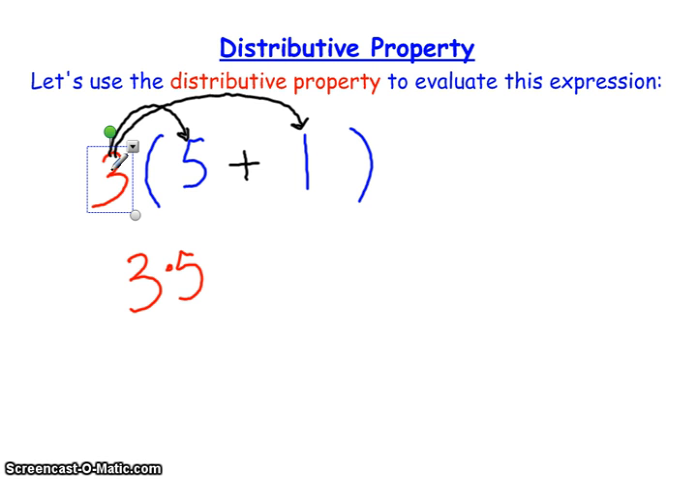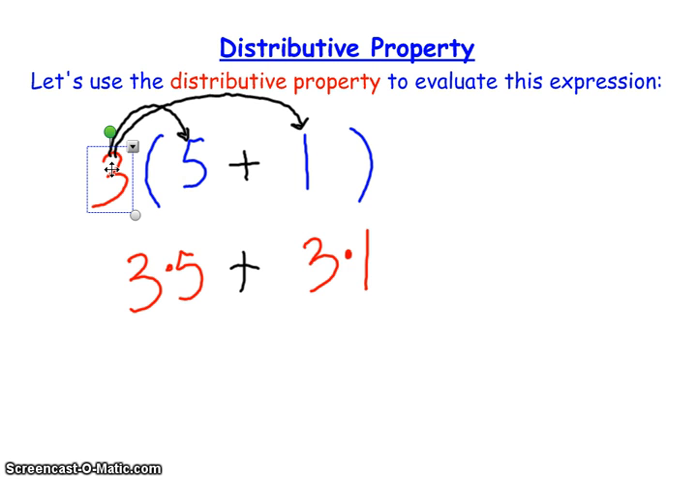Now I'm going to take the 3 again and I'm going to multiply it by the number 1. Again, why? Because it is multiplication inside the parentheses. And then finally, I'm going to leave the plus sign where it is. And that is the distributive property.